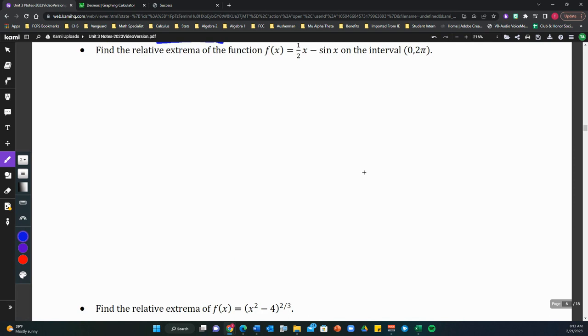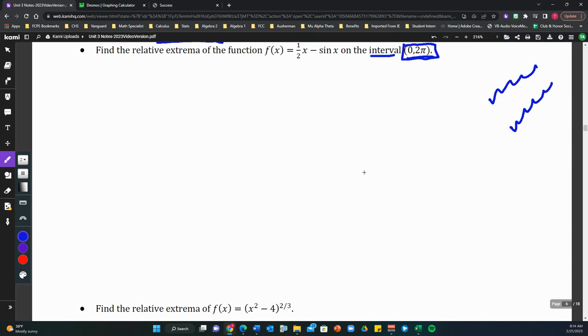All right, so we are going to first start with a little trig function or a combination of trig. We're going to find relative extrema of the function f of x equals 1/2 x minus sine of x on the interval 0 to 2 pi. Not all of these problems have intervals. Most of them don't. But typically when we have trig involved, you will be given an interval because the trig functions are periodic and continue to repeat their cycles over and over again, so there would be an infinite number of relative extrema that you would have to find. That's typically why you'll be given an interval to start with.